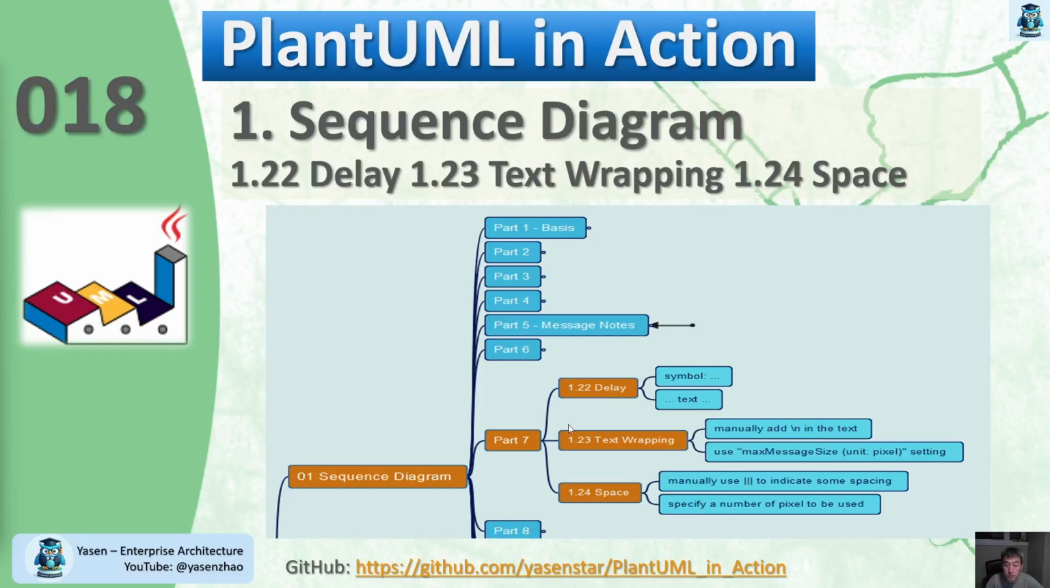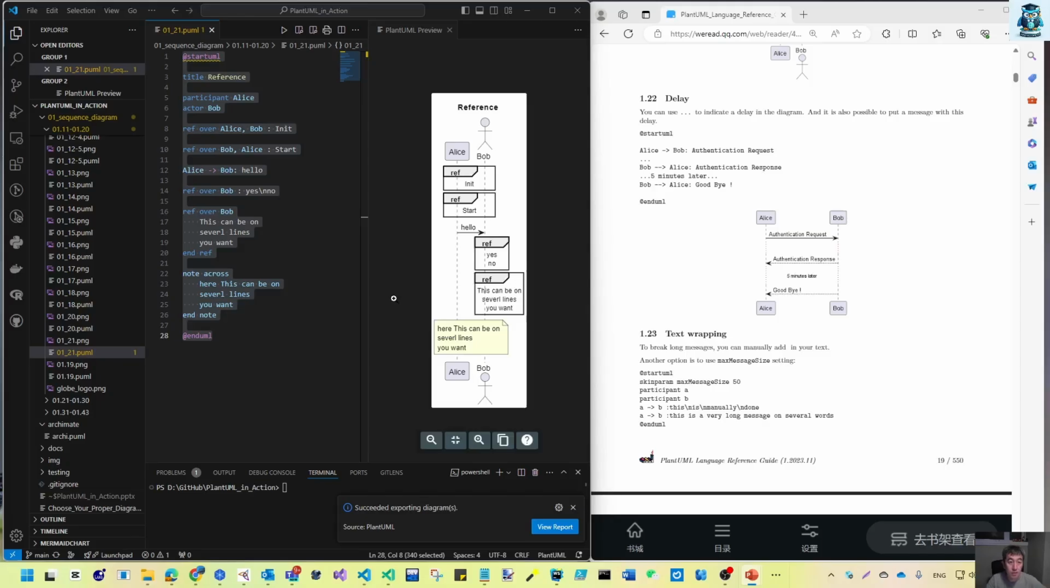In this video, we move to another group. I put these three together into our part 7: the delay, the delay message from the logical visibility, and the text wrapping and text space. We do all of this within this video. So let's come to the coding directly.